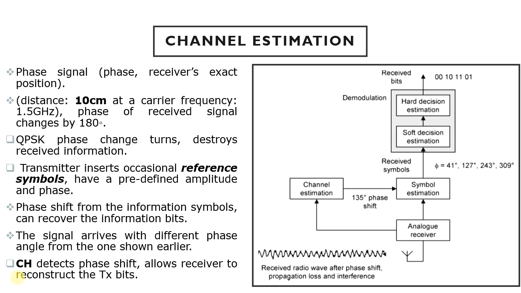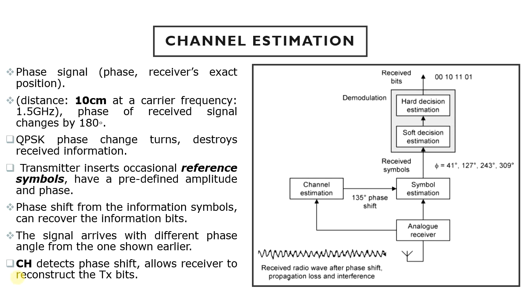There is one remaining problem with the receiver from the figure. The phase of the received signal depends not only on the phase of the transmitted signal, but also on the receiver's position. If the receiver moves through a half wavelength of the carrier signal, then the phase of the received signal changes by 180 degrees. When using QPSK, this phase change completely destroys the received information.